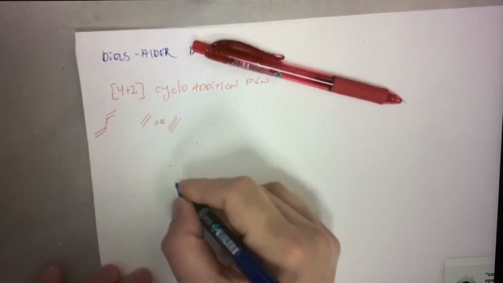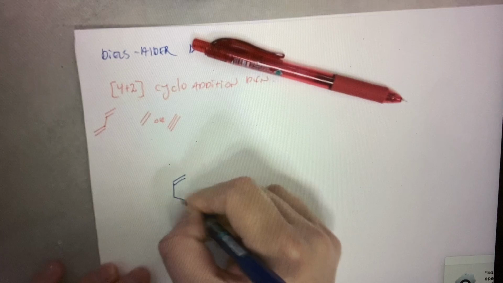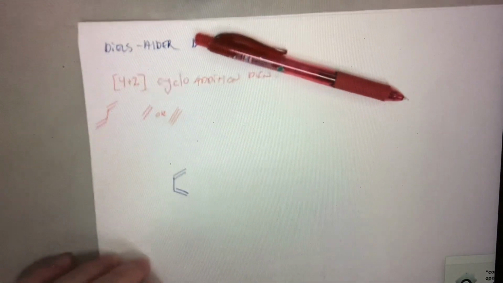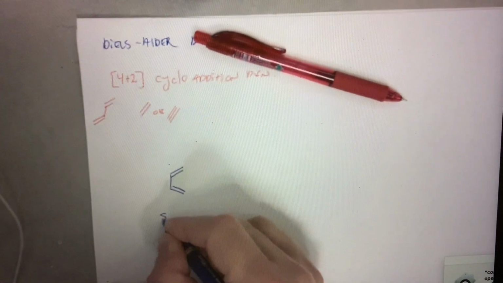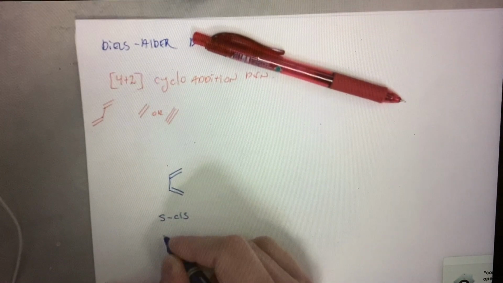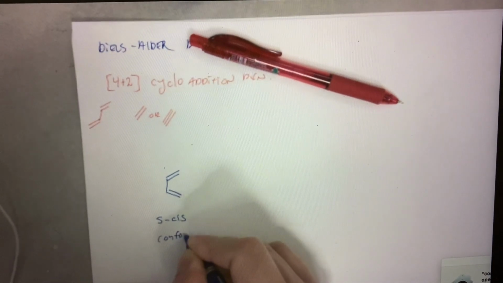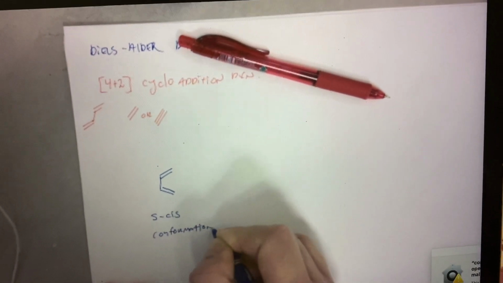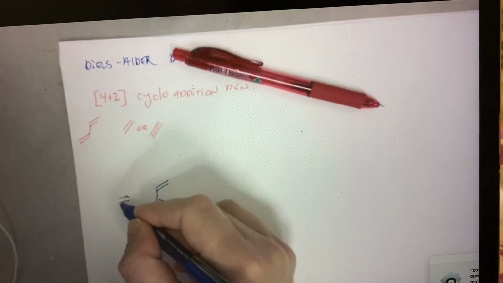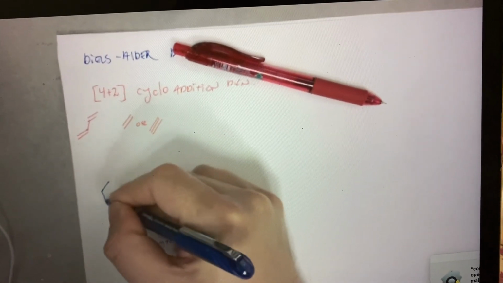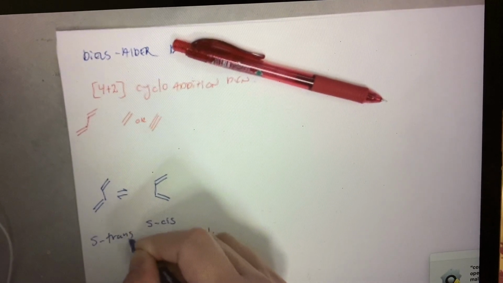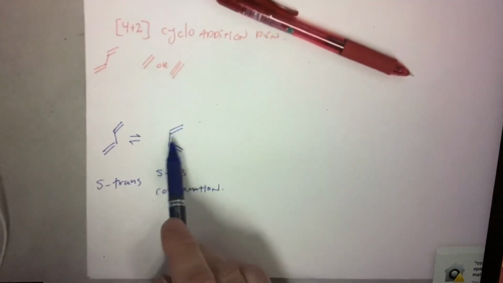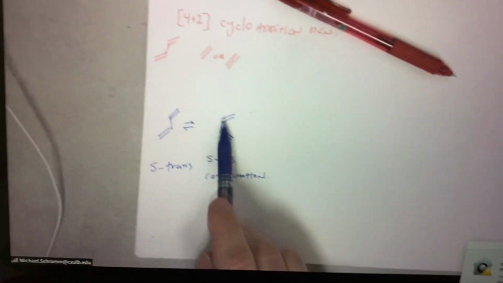Okay. We're going to start out with 1,3-butadiene, and we're going to draw it in what's called an S-cis conformation. And this is actually in equilibrium with the S-trans conformation. And the S-trans and S-cis refers to this S or single bond here.